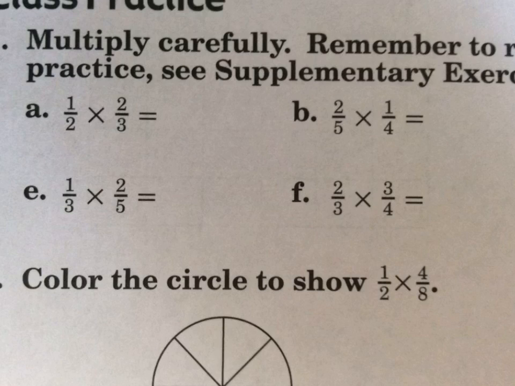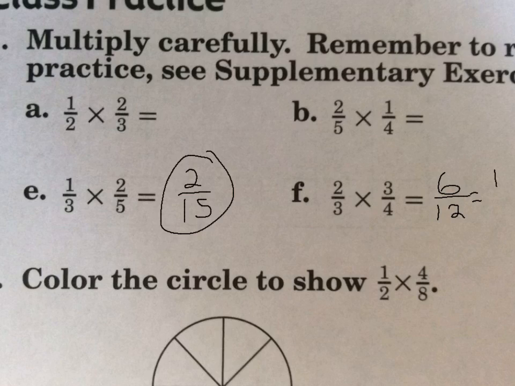E. 1 times 2 is 2. 3 times 5 is 15. That can't be reduced anymore, so that's our final answer, 2/15. F. 2 times 3 is 6. 3 times 4 is 12. 6/12 can be reduced. What's the highest number that goes into 6 and 12? 6 does. 6 goes into 6 one time, 6 goes into 12 two times. So our answer is half.